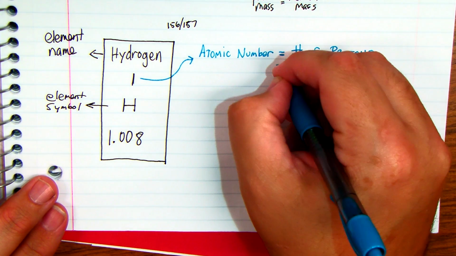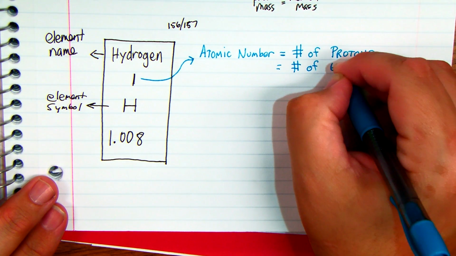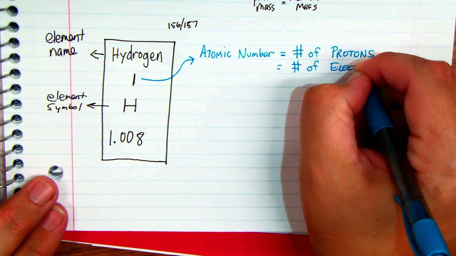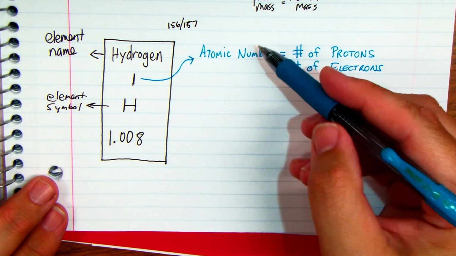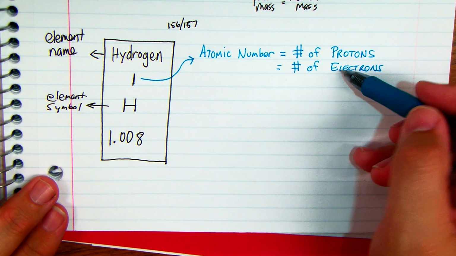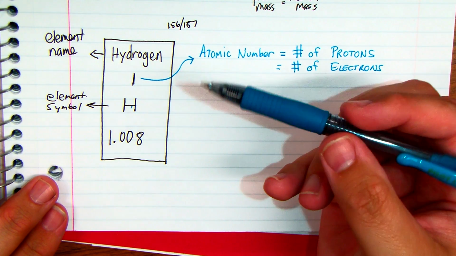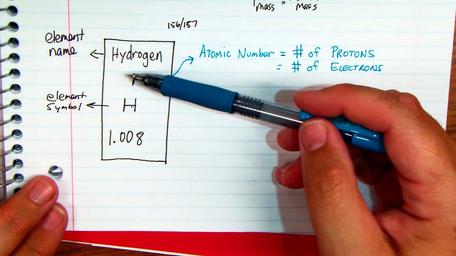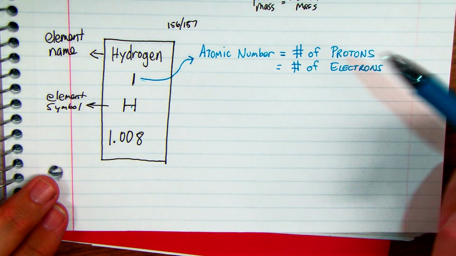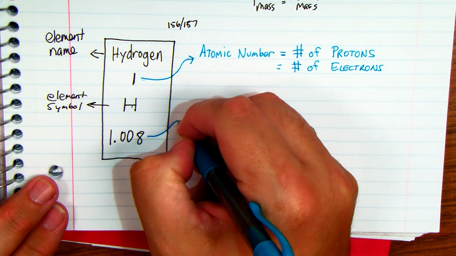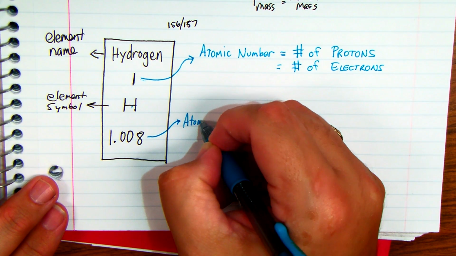But it's also equal to something else. The number of electrons. So you get the number of protons and the number of electrons. So for hydrogen in its most stable state, you're going to get 1 electron, 1 proton. Now this guy, what's this guy called? Atomic mass.